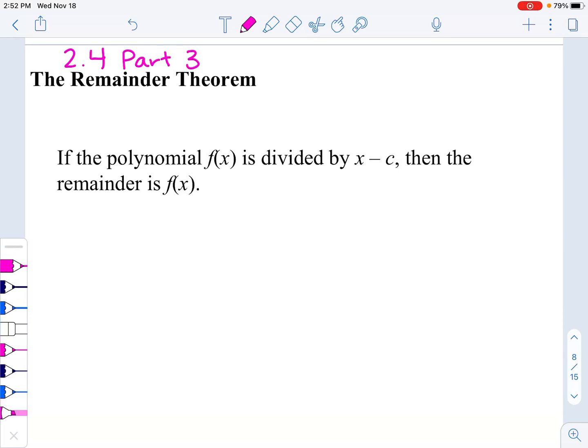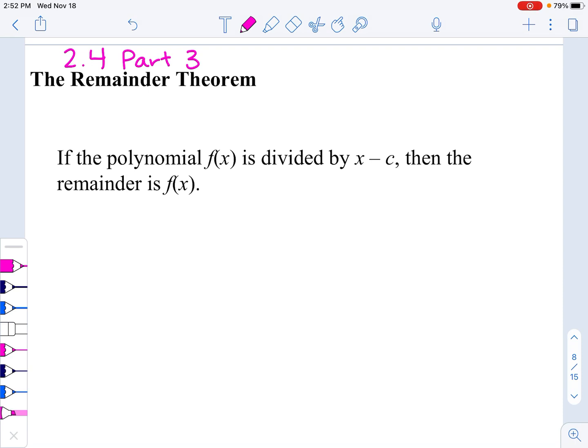Looking at section 2.4, part 3, we're going to talk about what's called the remainder theorem. If you think about a remainder, as we've been doing those synthetic divisions or even the regular long divisions, when you have a remainder, it's what's left over. Well, now there's going to tell us some specific information about the remainder, which is what we're going to look at today, or as part of today.